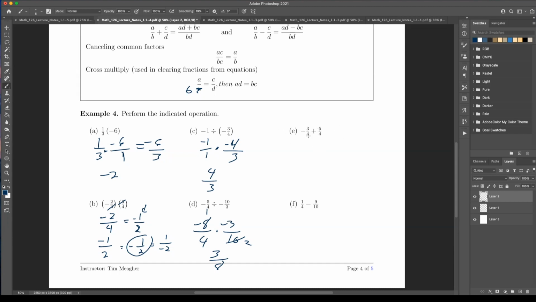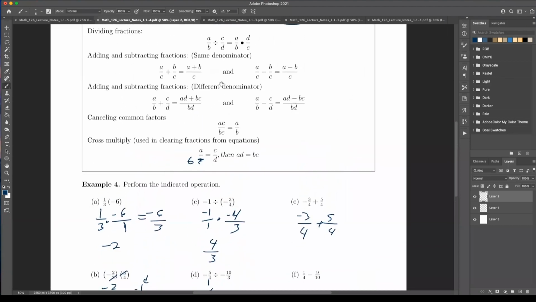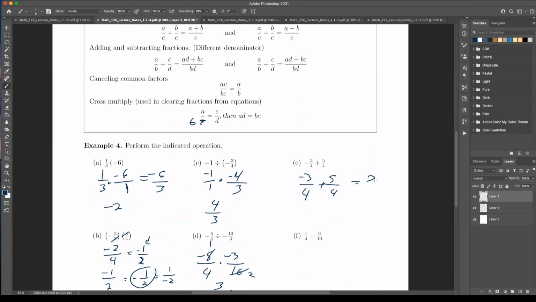Here I'm adding fractions that have the same denominator, but still here I once again always put the negative up top. That way I kind of know what I'm doing. So here the 4 remains the same, so I'm just adding what's up top. So negative 3 plus 5 is 2 fourths, right? So 2 divided by 1, and then here we simplify.